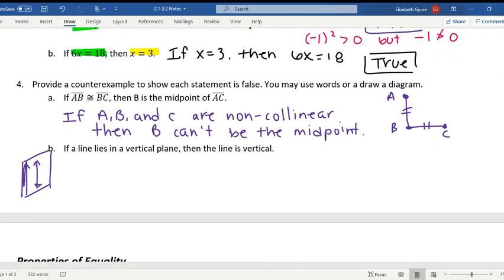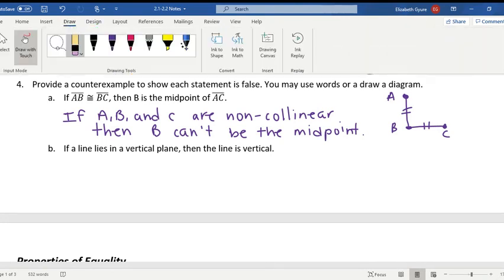And it won't let me erase. There we go. Okay. Maybe you have a horizontal line. Maybe you have a line that has a different slope, right? There's a lot of different possibilities here. So you could maybe, as an explanation, say something like, you could have a vertical plane that contains a horizontal line. Something like that would work.